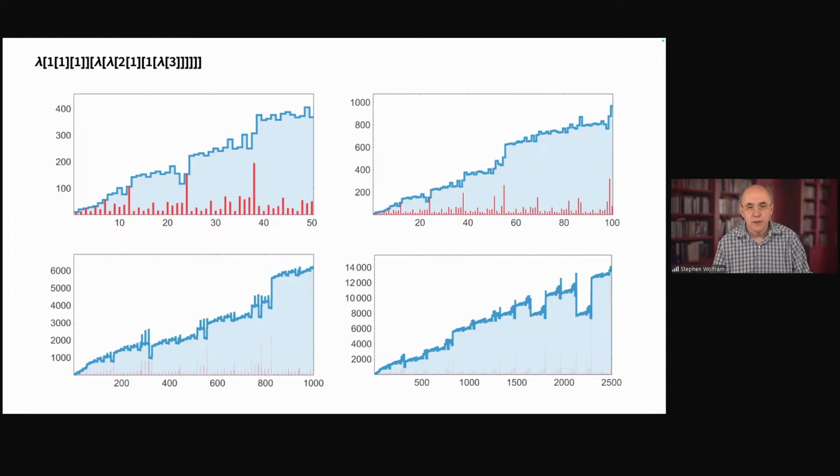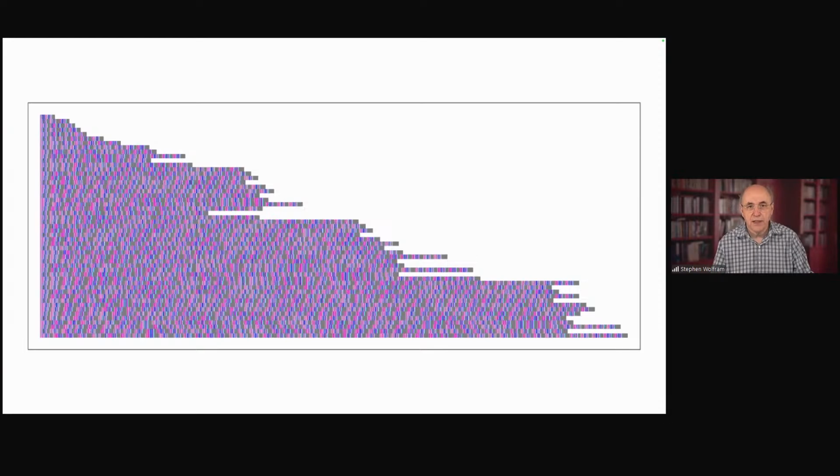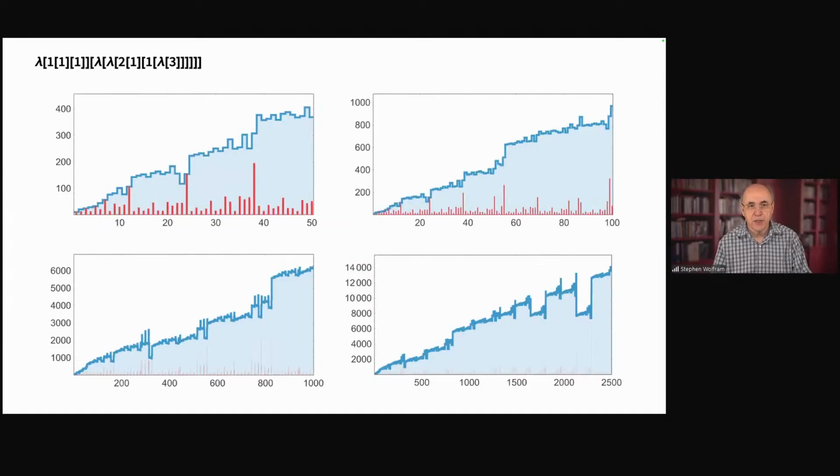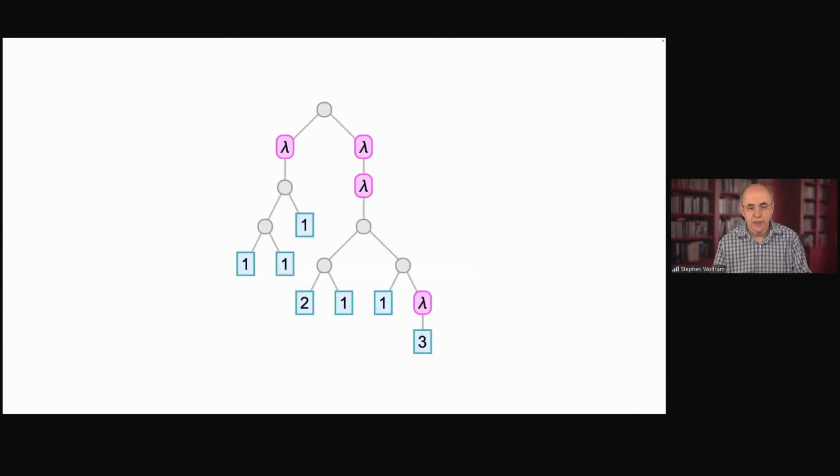Nor is there any detailed regularity that shows up in the sequence of actual lambdas that are produced. So far as I can tell, like so many other simple computational systems from Rule 30 on, that fairly simple lambda there, which we can draw as this tree here, just keeps generating unpredictable behavior forever.